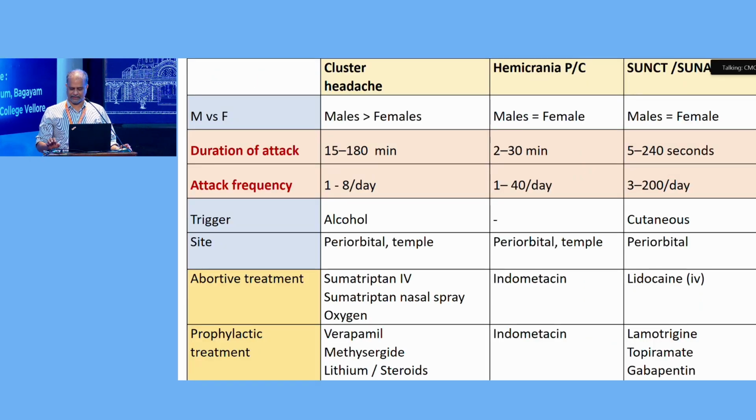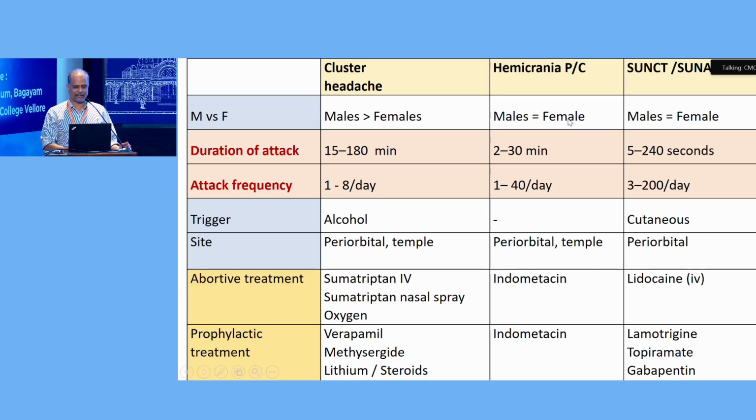So why is it important to differentiate these smaller varieties of trigeminal autonomic cephalalgias? Because the treatment is totally different for each of these. In cluster headache, the trigger will usually be alcohol, and the abortive treatment is you have to give either IV sumatriptan or sumatriptan nasal spray. The oral sumatriptan won't work, or you can give them oxygen inhalation. And for prophylaxis, you have to give either verapamil or lithium.